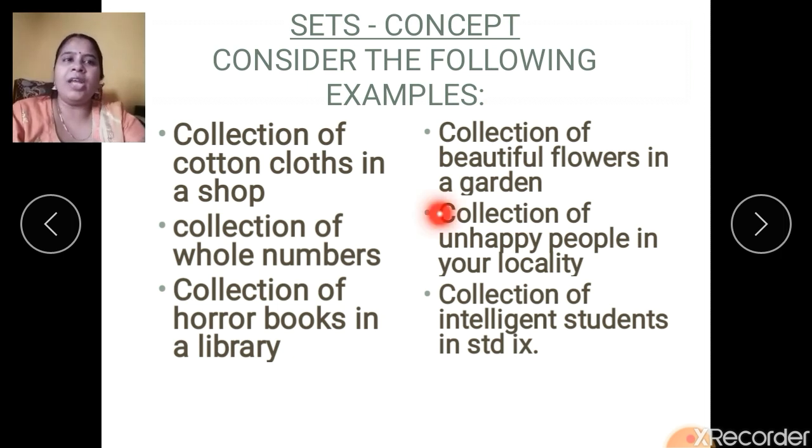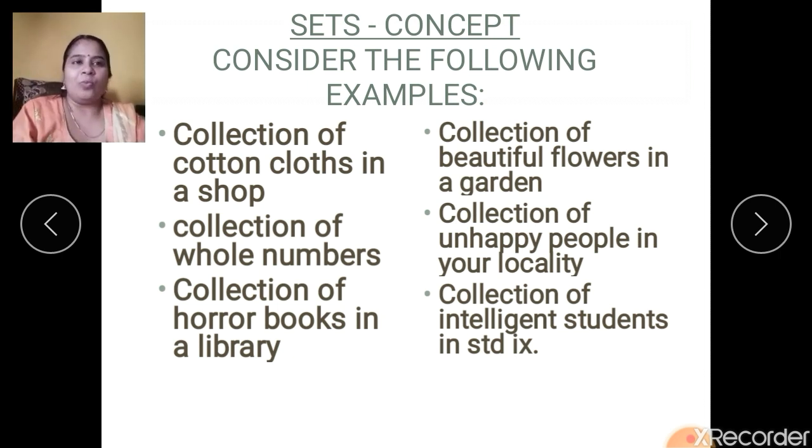Now collection of unhappy people. Now whom to tag as unhappy people? How will you come to know whether they are unhappy or happy? For me, a person may be unhappy. For you, no, he is rich, he must be happy. So there is no particular way how we can define people like this, happy or unhappy. Yes, it is undefined. Like collection of intelligent students of 9th. Now there may be many students who are intelligent in my subject but weak in SS, or intelligent in English but weak in maths. So I cannot bifurcate them as intelligent students.